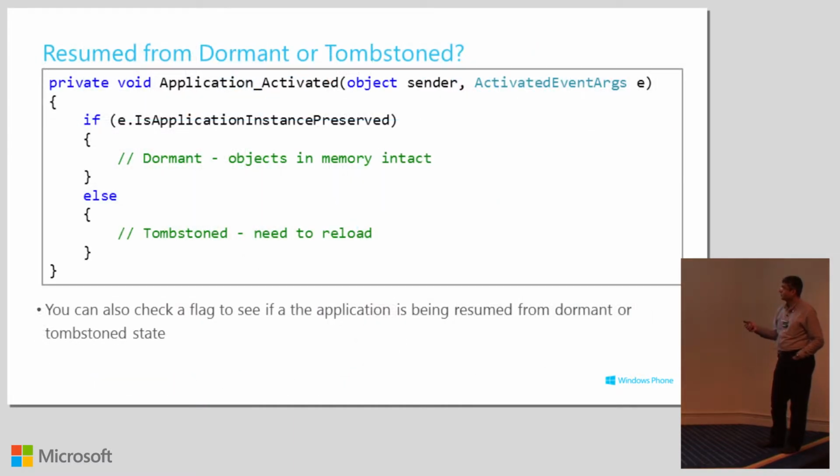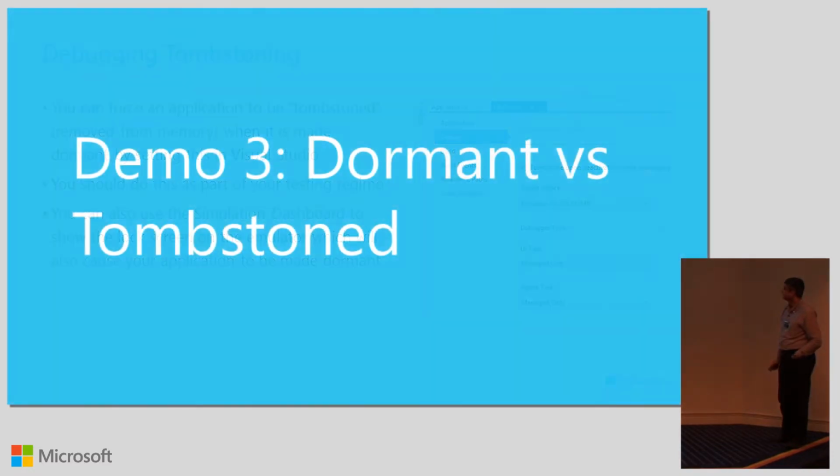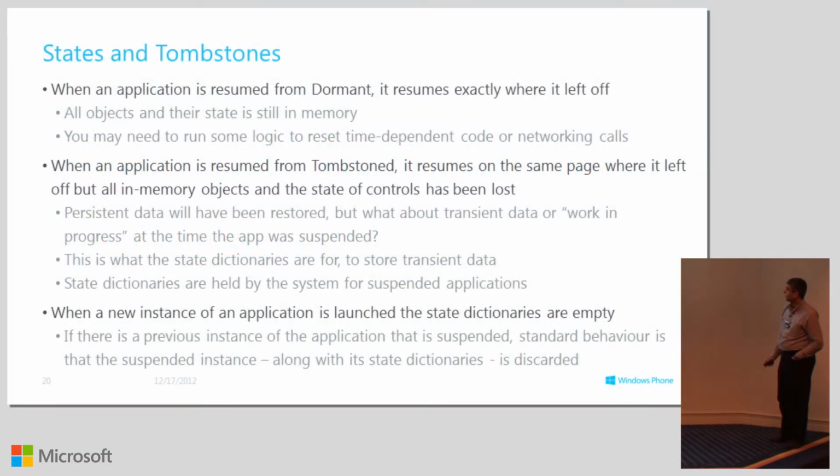And how do you know if it is dormant or tombstoned, what state you are coming from? So you have this API. It says, is application instance preserved? That means, do I have context of my application? That means I'm coming from a dormant state. If not, then you need to reload your data. And this is in the application activated event. As I showed you, you have this option in Visual Studio that you can click to tombstone your applications. And I showed you the different states between tombstone and dormant.